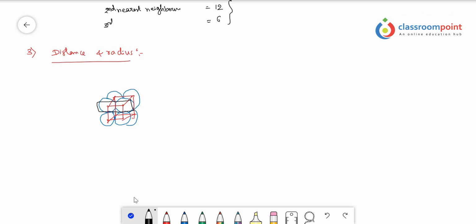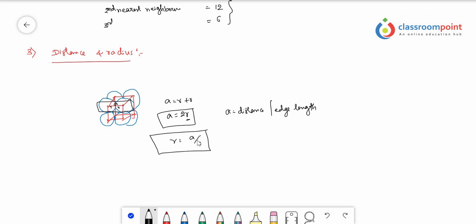So if we take this edge length as A and the radius of each sphere is R, the total edge length A is equal to R plus R. So we get A equals 2R. A is called the distance here, or edge length. And if you want to calculate the radius, R equals A by 2, that is, edge length by 2. Half of the edge length is the radius of each particle.